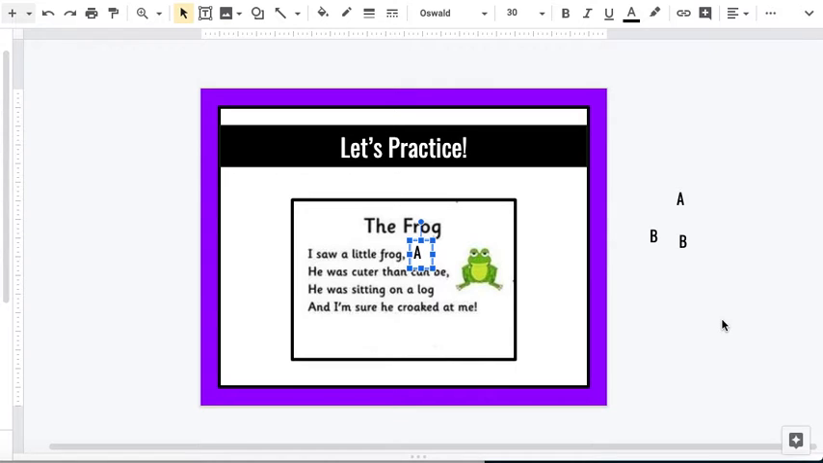I saw a little frog, A. He was cuter than can be. B does not rhyme with frog, so I need to have a new letter. And we go in alphabetical order, so we bring over B. He was sitting on a log. Log and frog rhyme. So that line is also labeled A. And I'm sure he croaked at me. Me and be rhyme. So they're both labeled B.